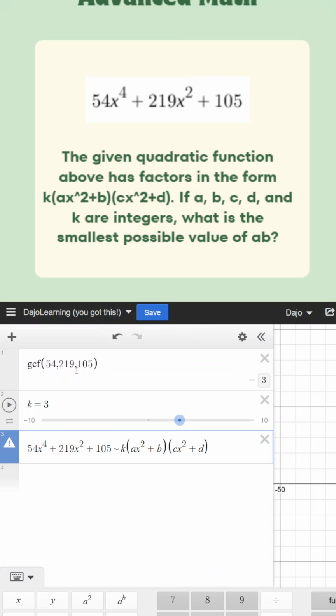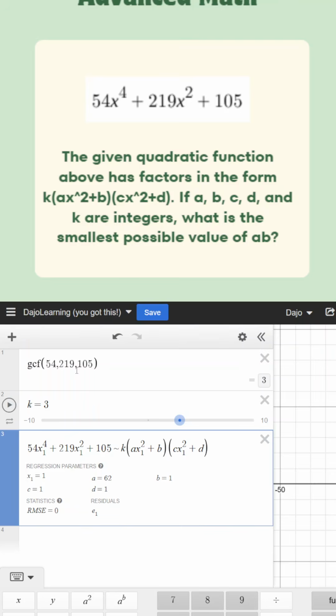And something about Desmos regression is you can't use x, y, e, or r because it's used for different functions. It's really just syntax things, so I'm going to use the subscript 1. And something else I want you to take a look at is that x subscript 1 is equal to 1. So this expression is equal to this expression when x subscript 1 is equal to 1.